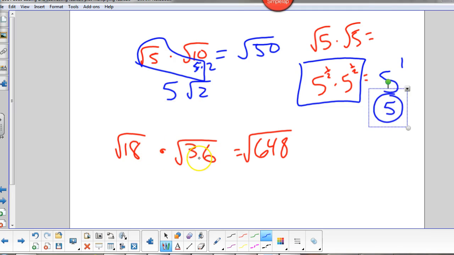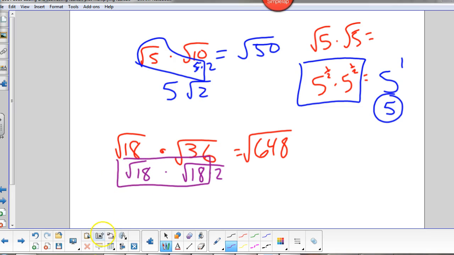Root 18 times root 36. I can multiply these together to get the square root of 648 and then try to simplify that. The smarter way to do this is to see, this is root 18. There's an 18 in here. I would like there to be, and there is. This is 18 times 2. So root 18 times root 18 times 2. This part is going to be 18, and then there's still root 2.